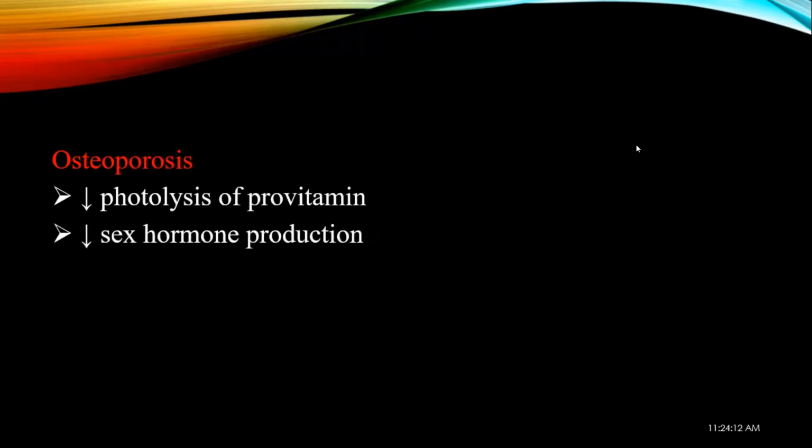So osteoporosis is generally seen in elderly people, and it is due to decreased photolysis of provitamin. In elderly people, the conversion of cholesterol to 7-dehydrocholesterol is diminished, and due to the lack of 7-dehydrocholesterol, the formation of vitamin D, that is cholecalciferol, in the skin is decreased, and there is also a decrease in sex hormone production. So that leads to diminished formation of vitamin D and leads to osteoporosis.